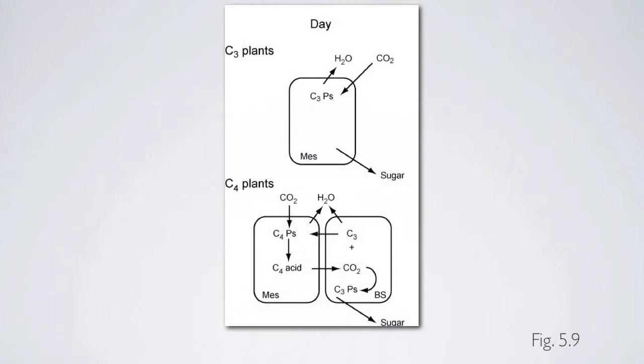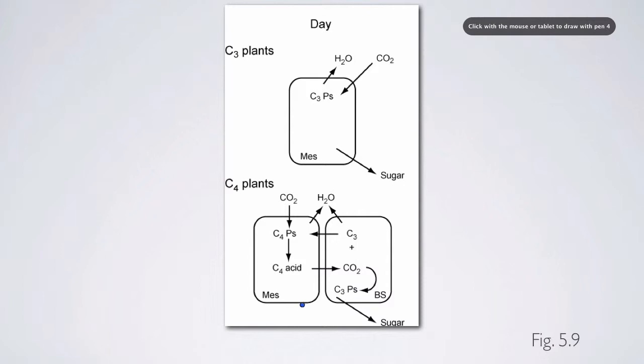Now, what's unique about C4s becomes apparent when you compare them to your typical C3 plants. During the day, you have C3 photosynthesis that occurs within plants, and there's exchange of water and CO2 and the export of sugars. In C3 plants, all of the photosynthesis occurs in mesophyll cells, and that's what this represents right here, a mesophyll cell. It's a cell within leaves that's somewhere in the middle of the leaf itself. In C4 plants, there are additional cells called bundle sheath cells.